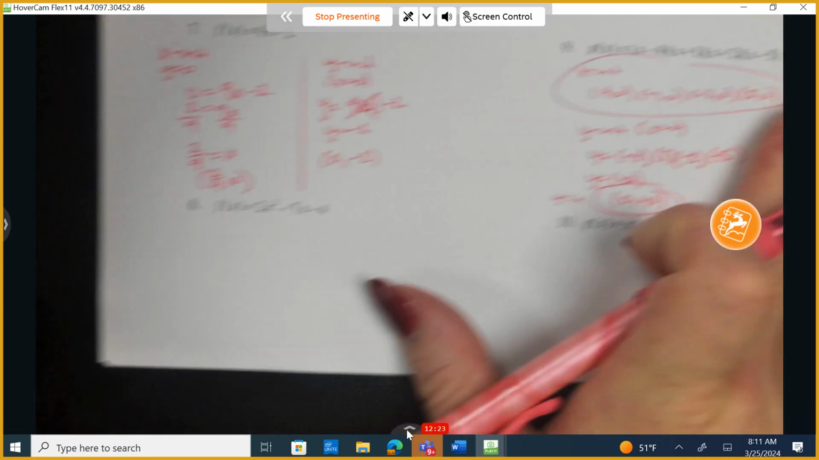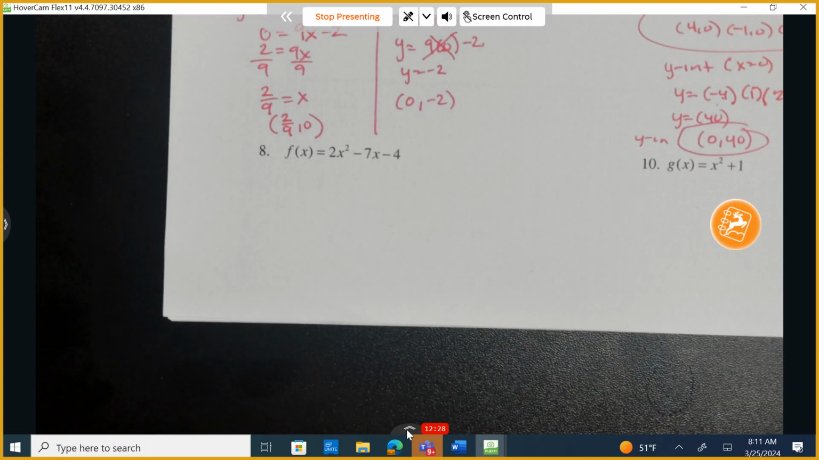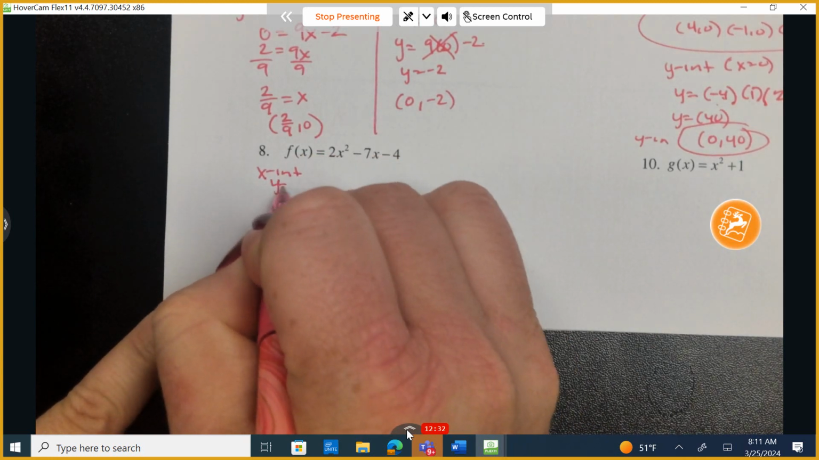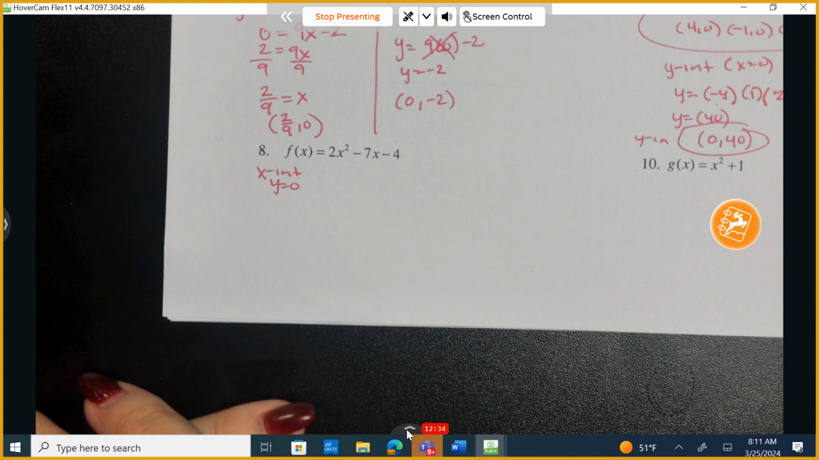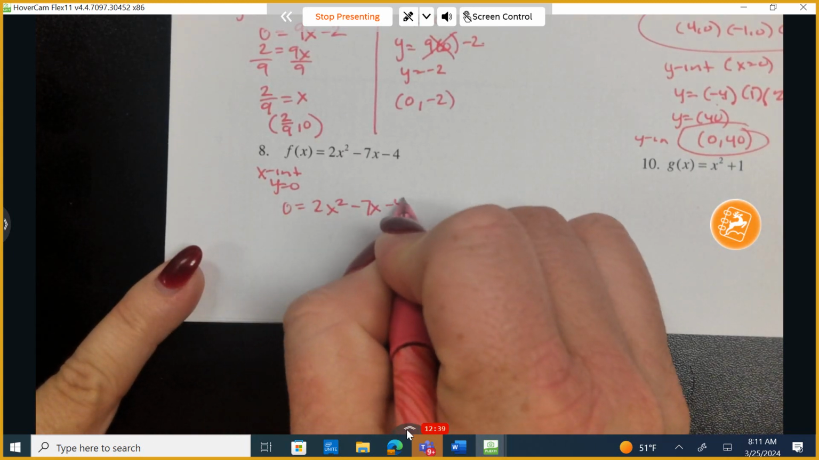Let's look over at example number 8. I guess I didn't do these in order. In example number 8, same concept. How do I identify the x-intercepts? I let y equal 0. So 0 equals 2x squared minus 7x minus 4.